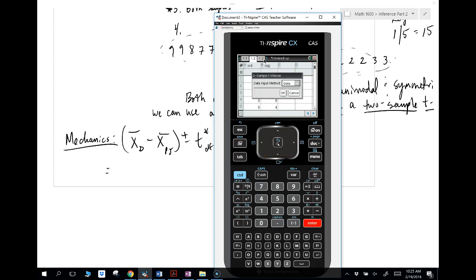Now I'm using data. I don't have stats, but I'm using data. So I'm going to say okay. My first list is going to be D because I'm subtracting D and PJ, right? So brand PJ. I don't have a frequency list, and I do want a 95% confidence interval. Now, for a t-distribution, these did come from separate populations, so we're not going to pool these.